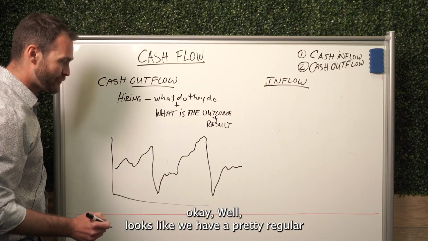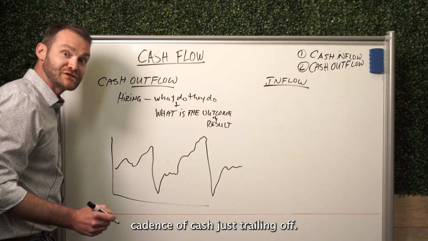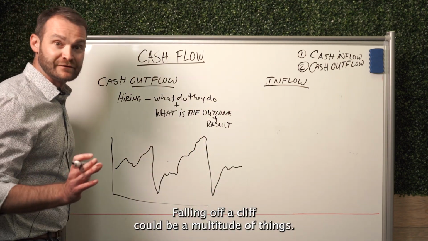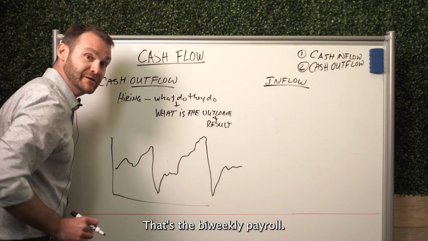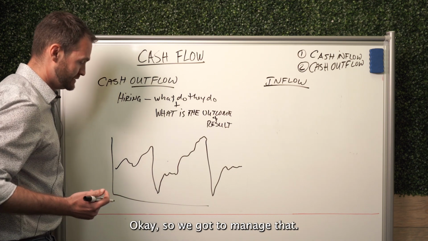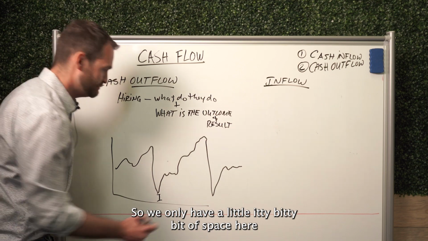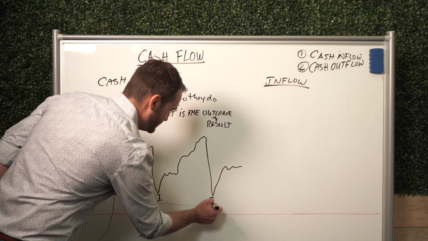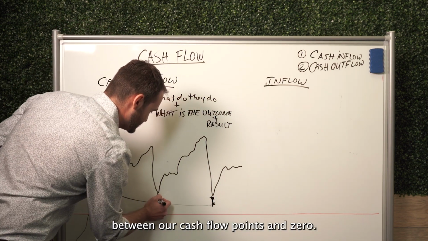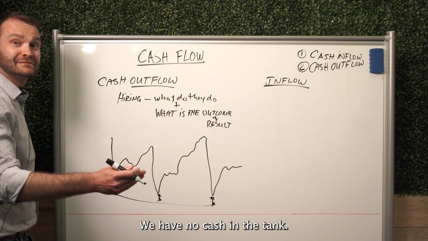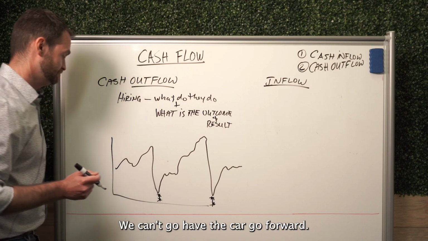Okay, well, it looks like we have a pretty regular cadence of cash just trailing off, falling off a cliff. Could be a multitude of things. Let's just say maybe that's the bi-weekly payroll. So we have to manage that, because we only have a little itty bitty bit of space between our cash low points and zero. We have no cash in the tank. We can't have the car go forward.